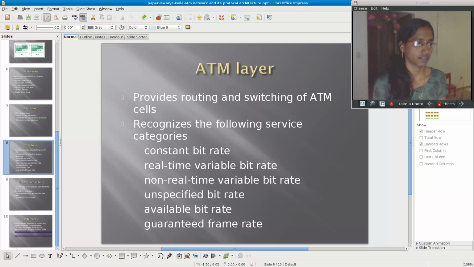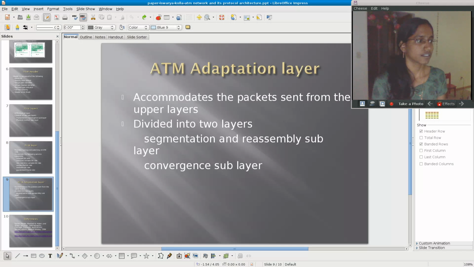The next layer is the ATM adaptation layer. This layer accommodates the packets sent from the upper layers. It is again subdivided into two layers: the convergence sublayer and the segmentation and reassembly sublayer. The convergence sublayer provides services to higher layers through a set of protocols. The segmentation and reassembly sublayer separates the message from the convergence sublayer into ATM cells.